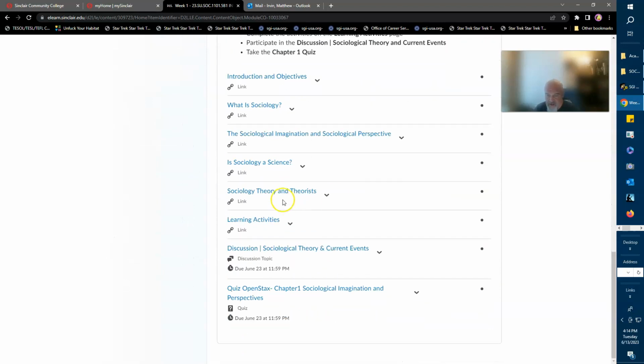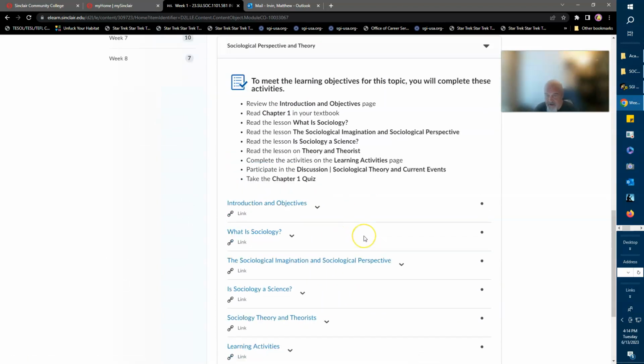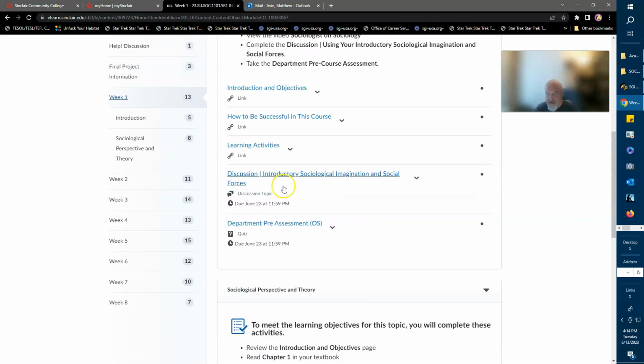So week one, you'll have this discussion. You also have something called a departmental pre-assessment. This is a quiz that assesses your knowledge going in. As soon as everybody takes it somewhere around June 23rd, everybody gets 5 out of 700 points for the class. So don't sweat it. You're probably not going to get a good score. You're not supposed to.